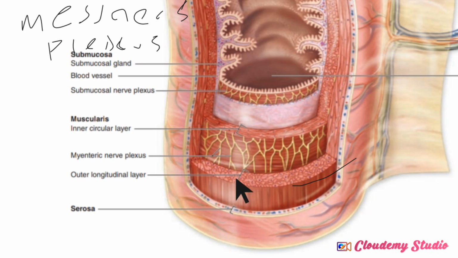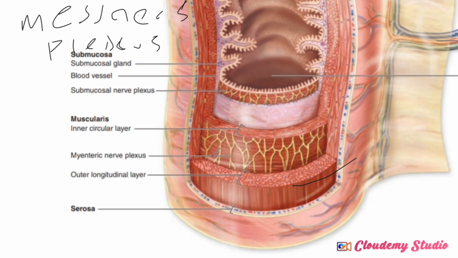Now, between these two smooth muscle layers, we have nerves, nerve plexus. Look at this. We have nerve plexus in this place. What are these nerve plexus called? They are called myenteric nerve plexus, and some textbooks call them Auerbach plexus. The contraction of this layer propels the food. It makes it go down. So that is the function of that layer.